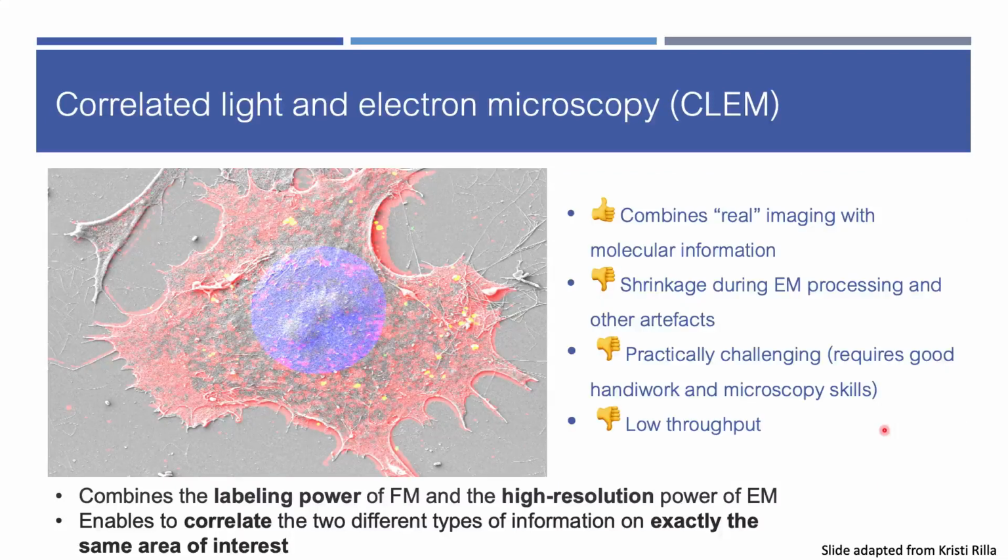The problem is you get a lot of artifacts when you do this EM processing. So as we just heard about, the shrinking and drying. This is very practically challenging to do. It requires high microscopy skills and a lot of training. And you could hardly call this low throughput or high throughput. It's very slow.